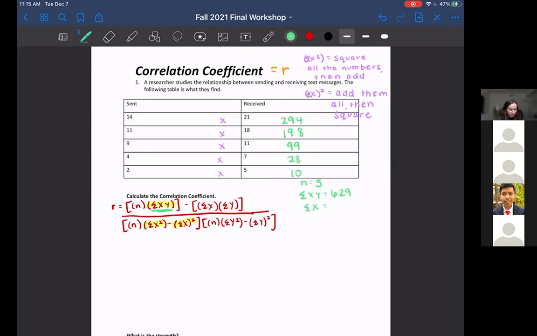Okay, great. So let's just add all those up. So we just need to do 14 plus 11 plus 9 plus 4 plus 2. So can anyone plug that into the calculator? 40. 40, good. Okay. So now we need to do the sum of y. So we just do the same thing, but with y. Can anyone plug that in and tell me what they get?